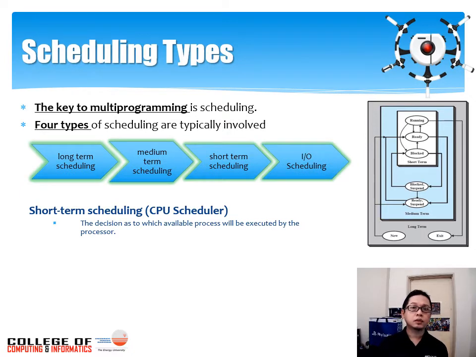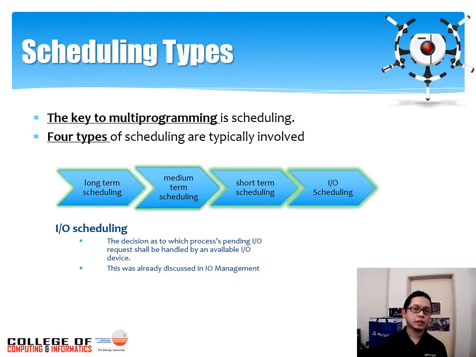Next is short-term scheduling. This is where all processes in the queue need to be picked by the scheduler to be executed by the processor. Basically, the task of the short-term scheduling is to decide which process executes next. Lastly, among the four is I/O scheduling. Basically, this decides which process gets to use an I/O device based on the queue, once a process has finished using a particular I/O device. We have covered this in our previous chapter, so we will not cover it again in this chapter.